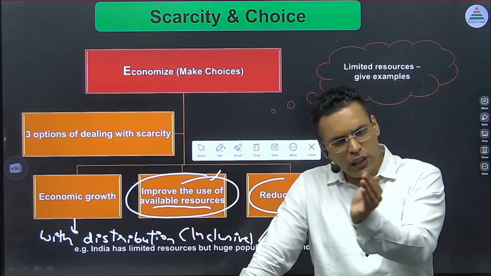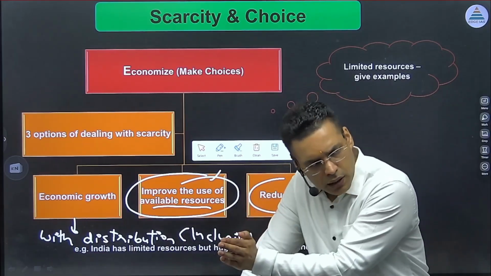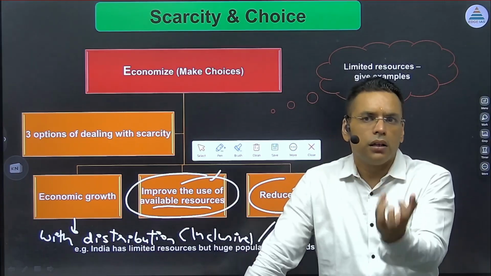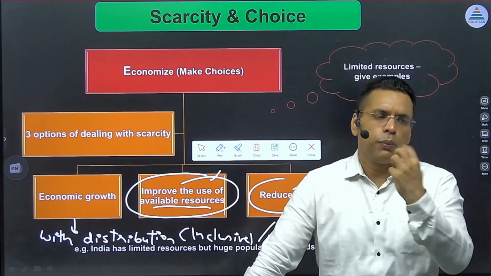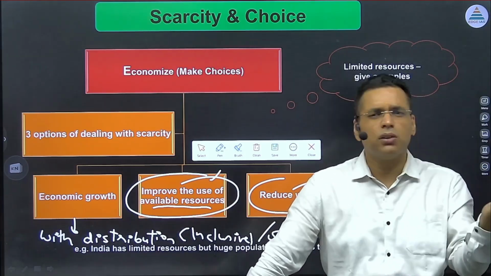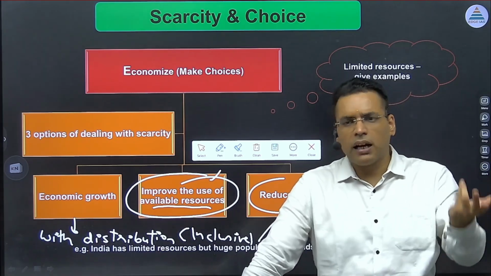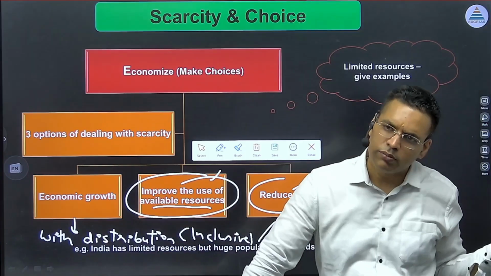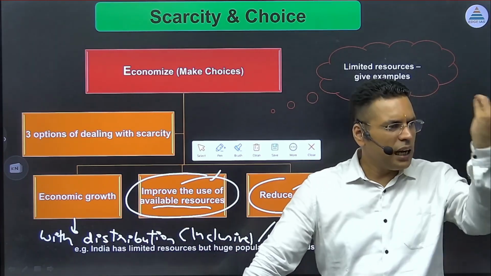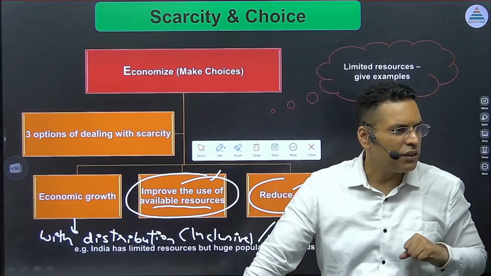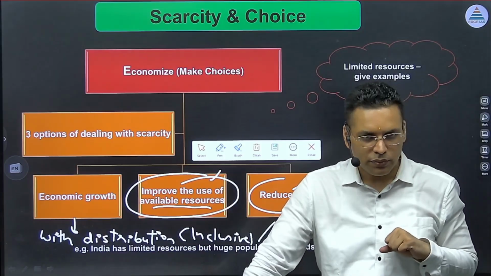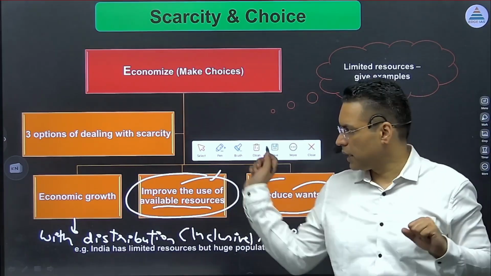So what is the difference between developing country, developed country, and underdeveloped country? The resources per capita that is available. So per capita income in India is $3,000. In America it is $70,000. So for them they are 20 times or 23 times more rich than an average Indian. Am I right? So that is how it can be understood. You can make this diagram.